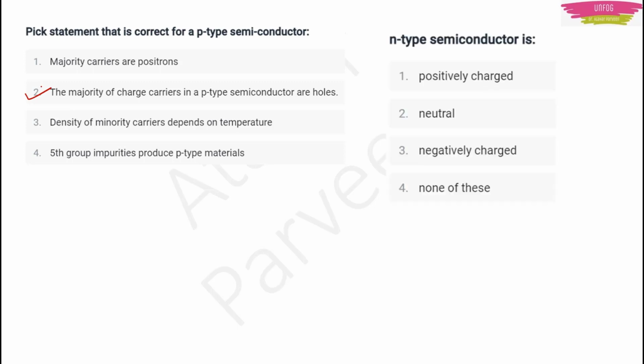Then, n-type semiconductor, see what I have told you, right? It is not negatively charged. We say that here the majority of charge carriers are negatively charged electrons. But the particular semiconductor, the material itself, is not negatively charged. It is neutral. I am expecting this question this time.